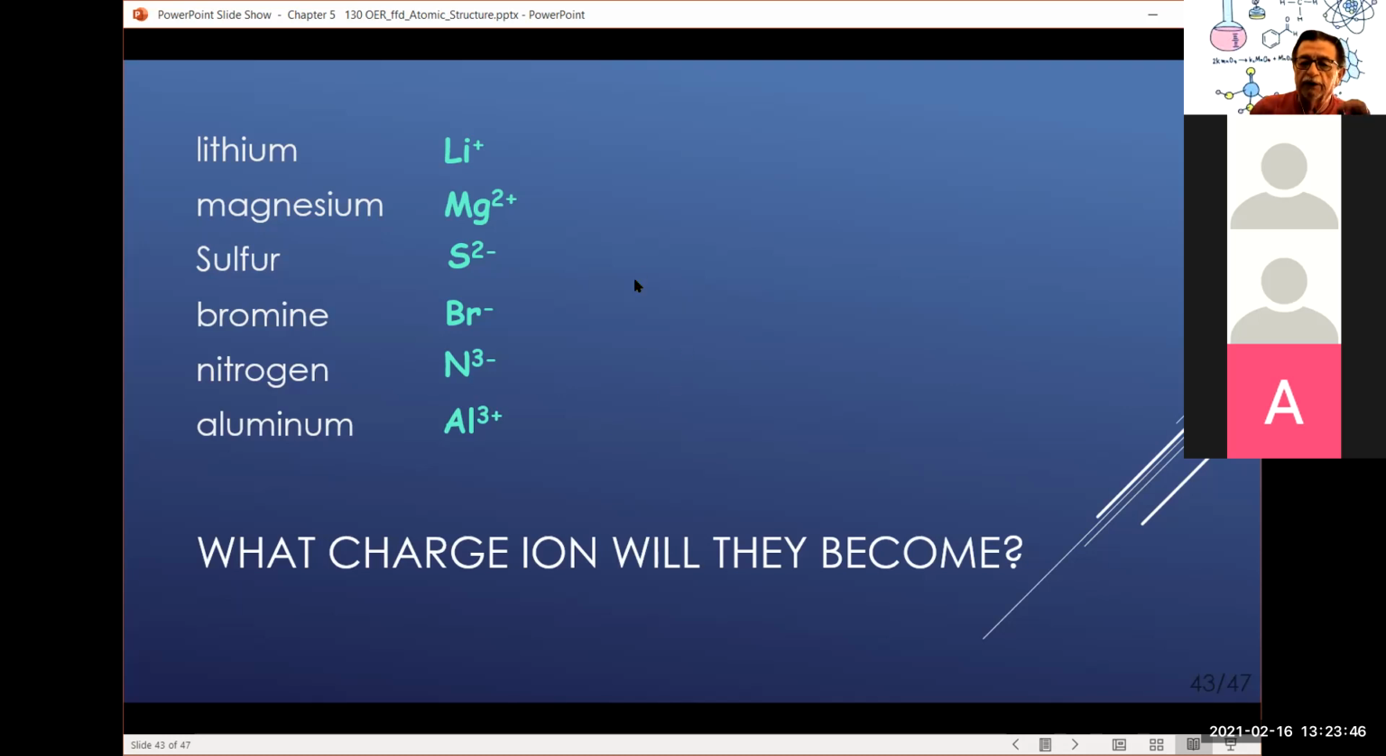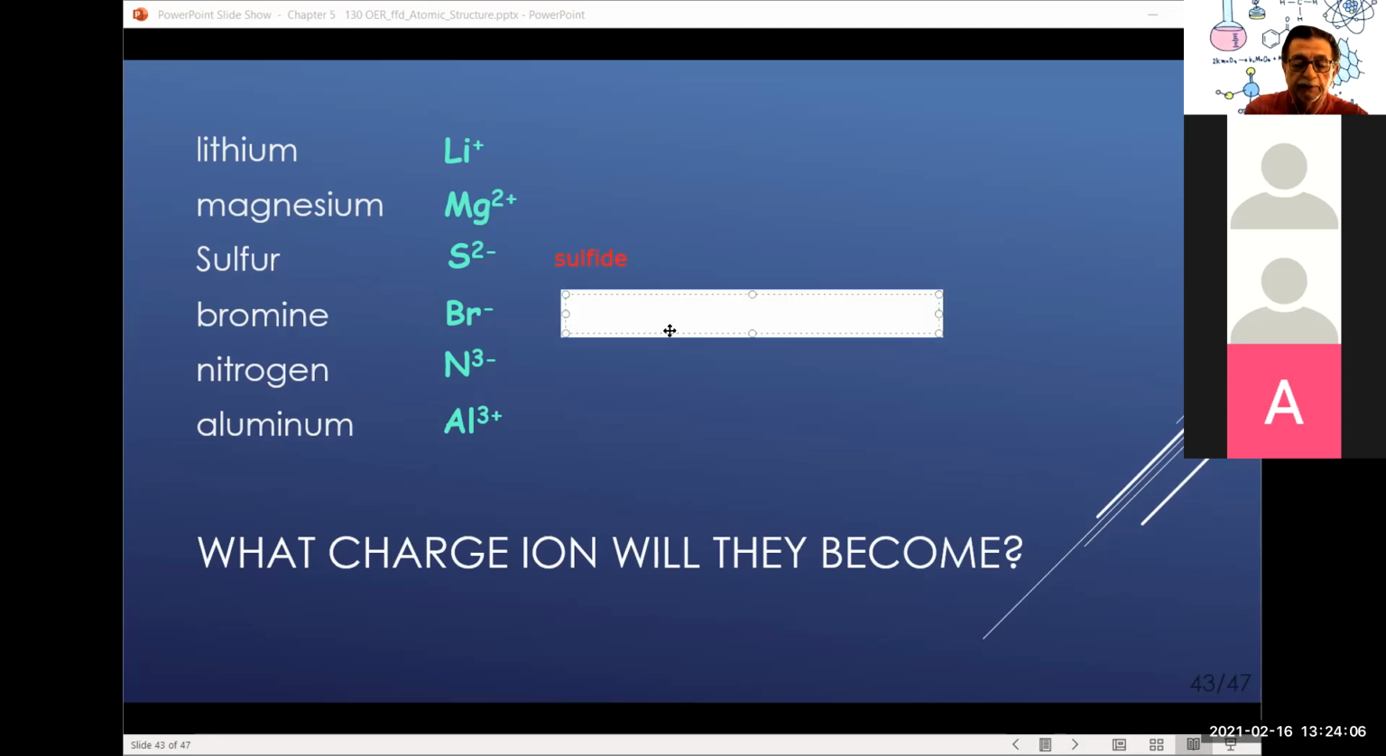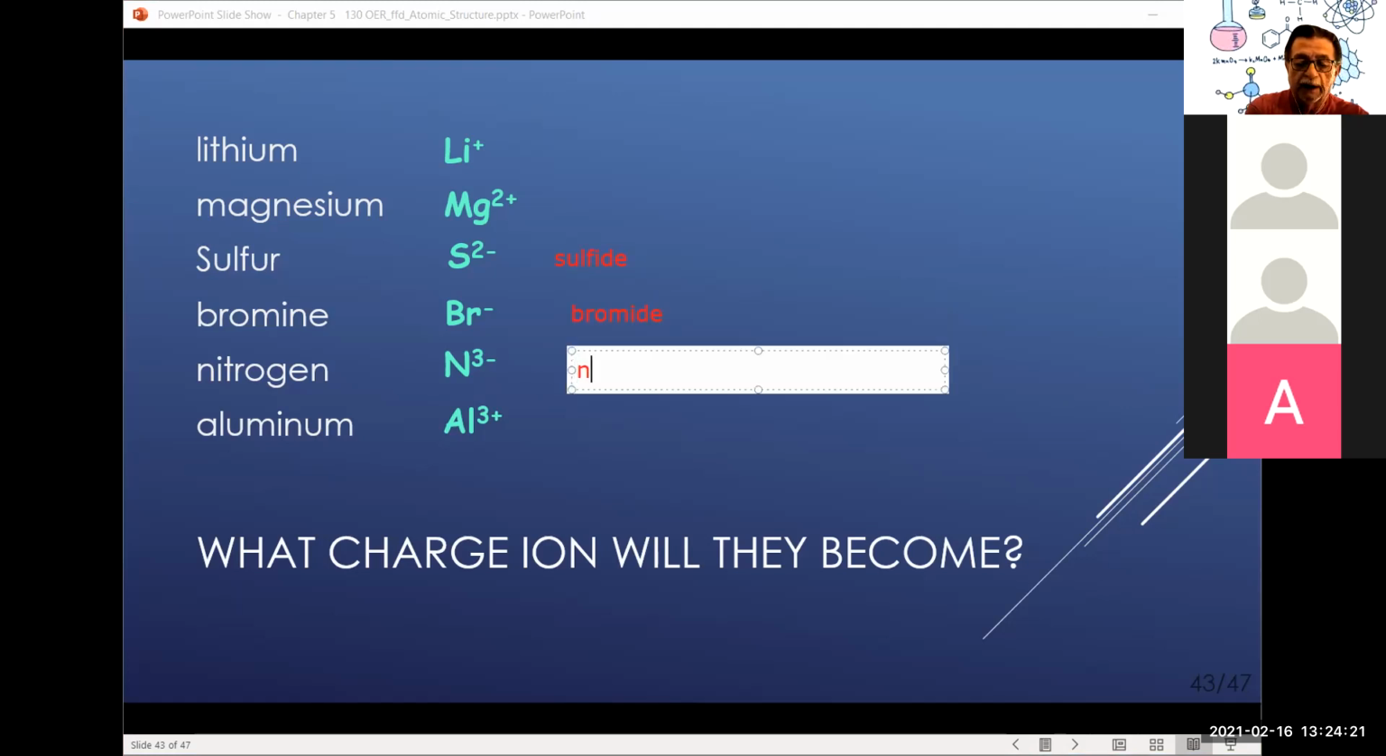With respect to the nonmetals, there's a complete name change. Sulfur now becomes sulfide. So we get rid of the UR in the name and add IDE. Bromine's name becomes bromide. So we get rid of the INE and add the IDE. Nitrogen's new name now becomes nitride.